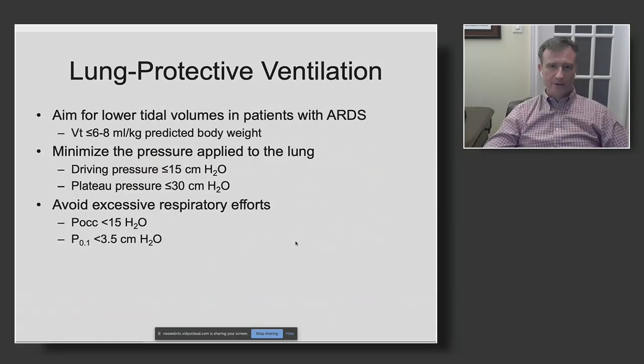So what does lung protective ventilation look like? Just to summarize briefly and simply, we want to aim to maintain tidal volumes in the 6 to 8 mL per kilo predicted body weight range. We want to avoid excess driving pressures, and we want to avoid excess plateau pressures. The plateau pressure is the pressure during the end inspiratory occlusion. And we also want to avoid excessive respiratory efforts. The general spirit of this approach is that we want to be gentle on the lung. We want to ventilate the lung with the minimum amount of pressure and volume required to achieve acceptable gas exchange.